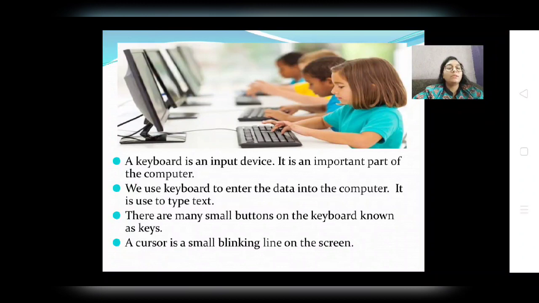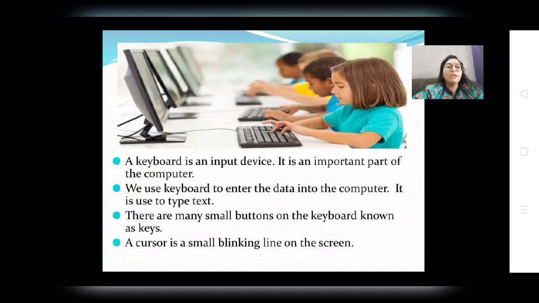You can type letters, numbers, words, sentences. You can also type special symbols or special characters. There are many small buttons on the keyboard, which are known as keys. While you are typing, you can see one small blinking line on the screen. This is known as the cursor. A cursor is a small blinking line on the screen.